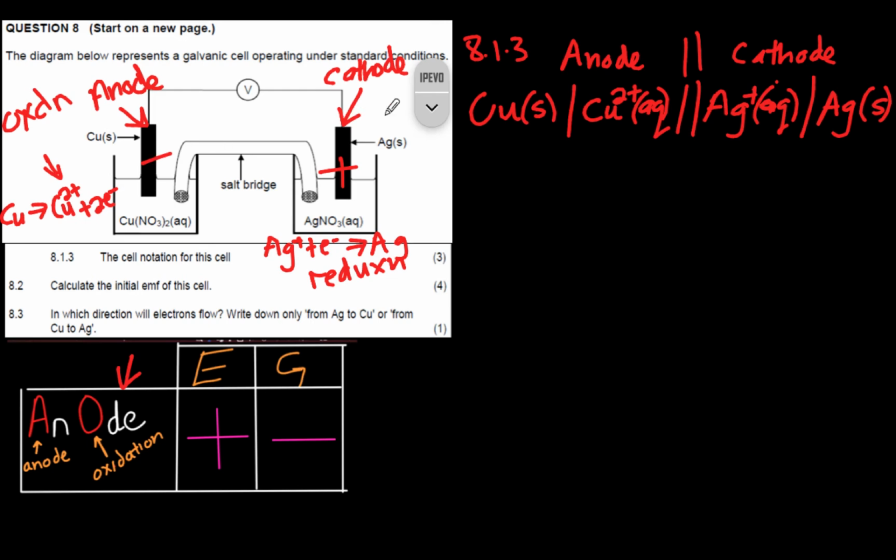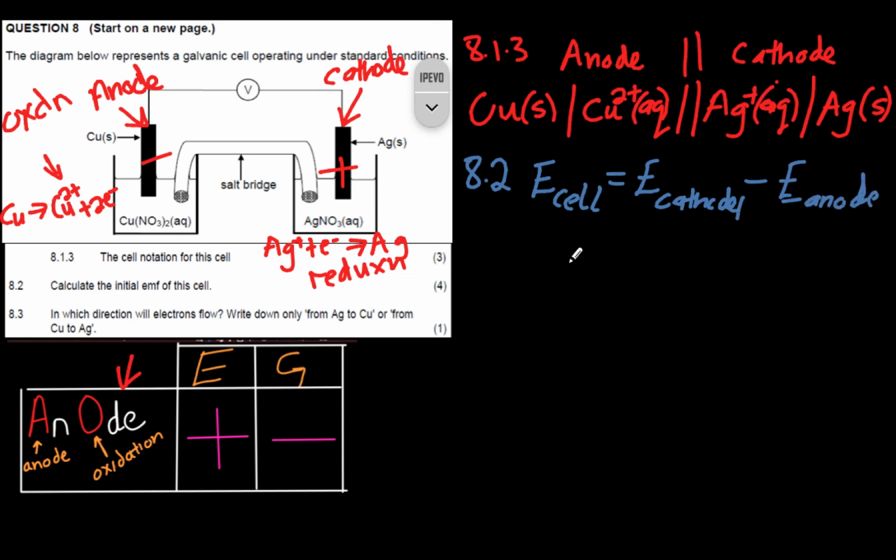Now let's move on to the next question. Question 8.2 is asking us to calculate the initial EMF. So the EMF is the E cell, right? We know the E cell is equal to E cathode minus E anode. Let's substitute our values there. Remember, we get our values from the table. Let me just quickly go to the table to get the values.